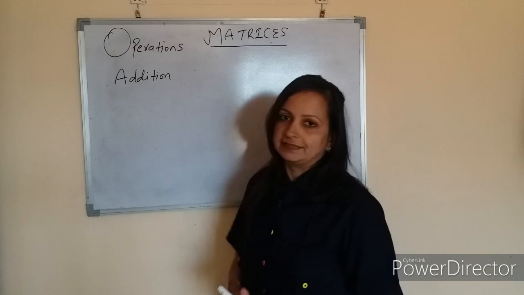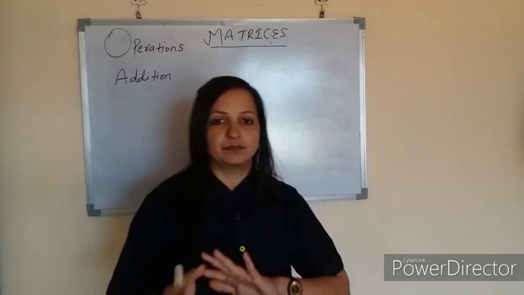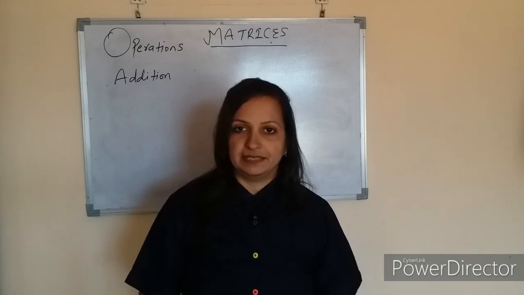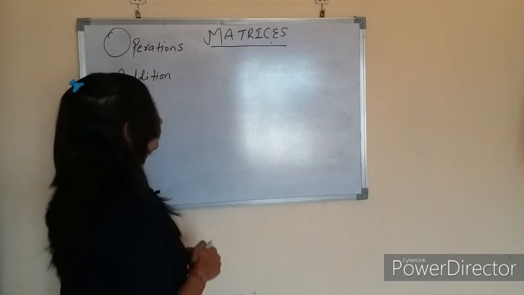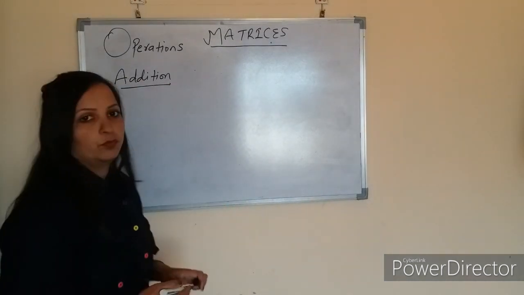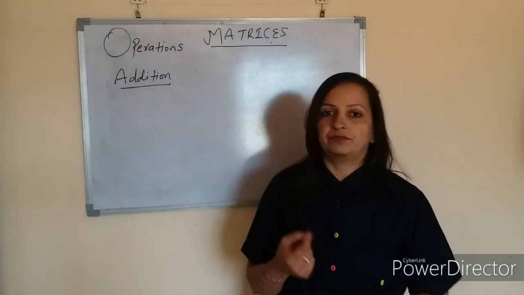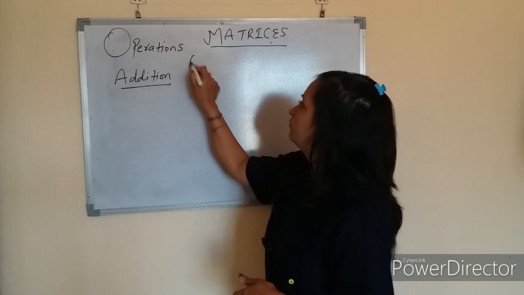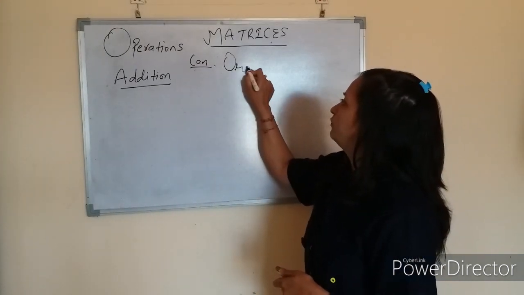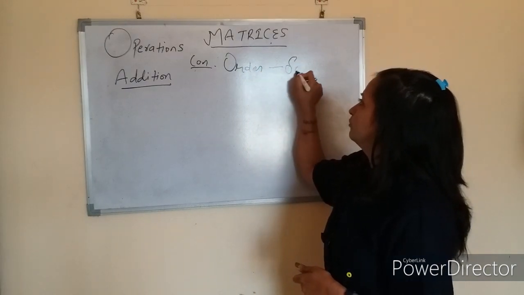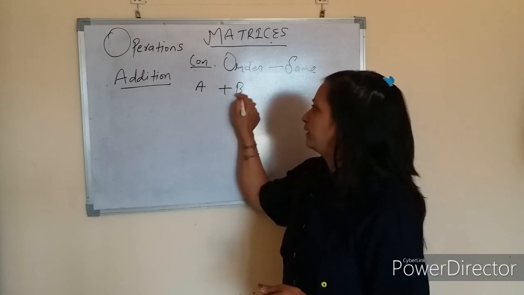The very first operation I am talking about is the basic operation, that is addition. Matrix addition is quite simple. It is quite similar to normal number addition. In the same way you can add matrices, you just have to add one condition. Whenever you are going to add two matrices, you first have to check the condition. And what is the condition here? The condition says that the order of the two matrices should be the same.